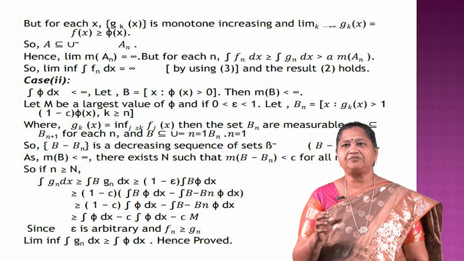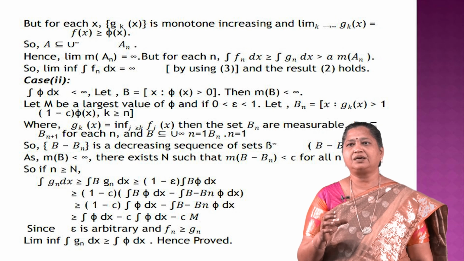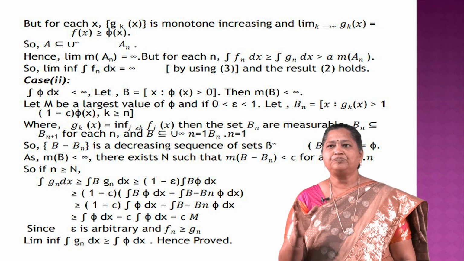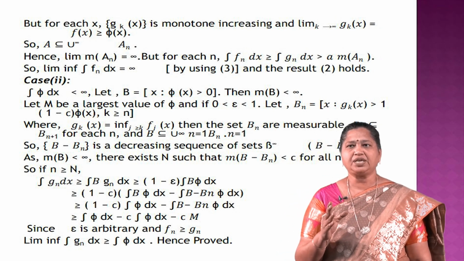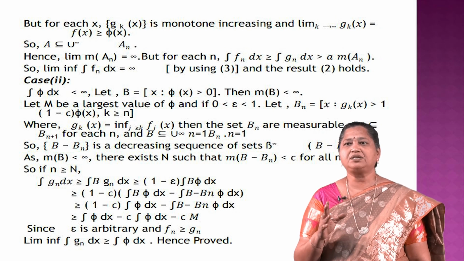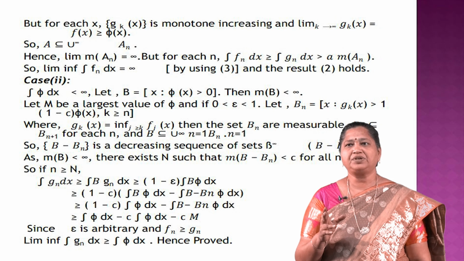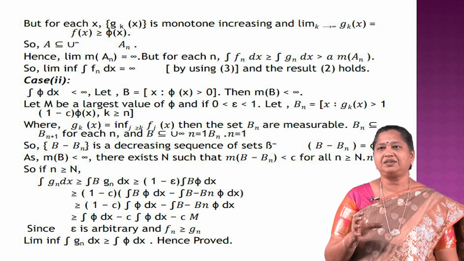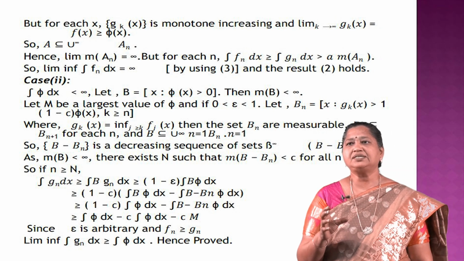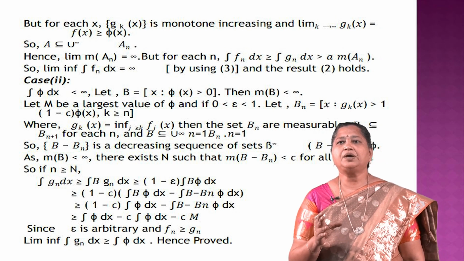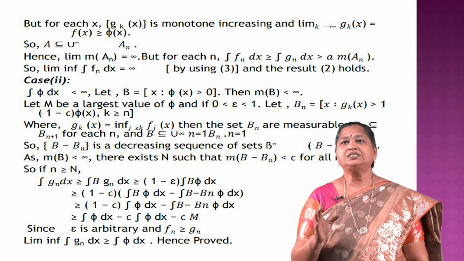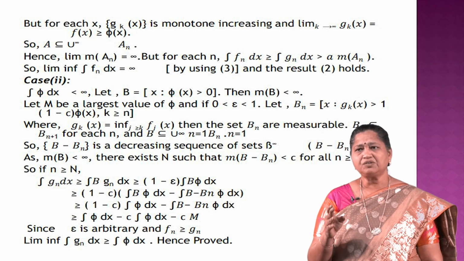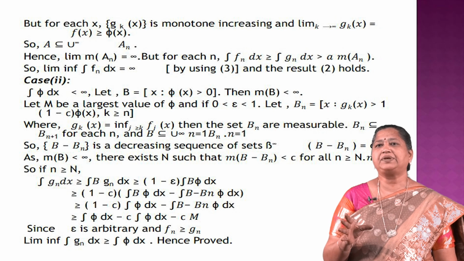So, wherever g_k(x) is equal to the infimum over j greater than or equal to k of f_j(x), the set B_n is a measurable set. So B_n is a subset of B_(n+1) for each n, and B is a subset of the union over n equal to 1 to infinity of B_n. So B minus B_n is a decreasing sequence of sets, and the intersection of B minus B_n is empty. Since m(B) is less than infinity, there exists a number capital N such that m(B minus B_n) is less than epsilon for all n greater than or equal to capital N.